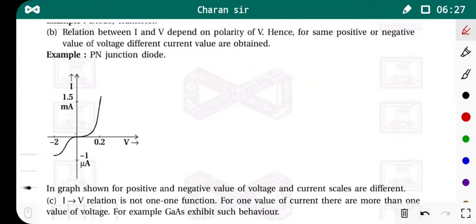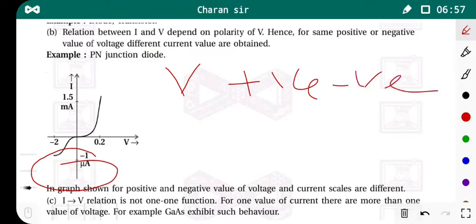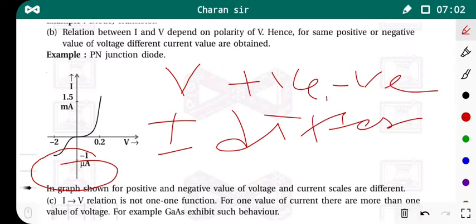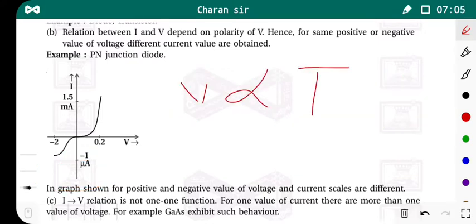So when you increase the voltage, your current is increasing in this manner. But when you change the direction of the voltage, for the same value of voltage you get a different value of the current, because in this direction your current is given in microampere scale. That means for the same value of voltage, but with the polarity changed from positive to negative, your current value is different. That means the proportionality will not hold.